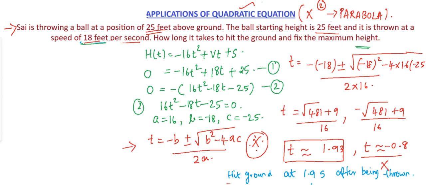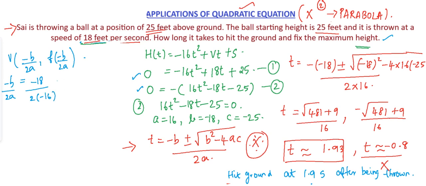The second question being asked here is to find the maximum height. Whenever you are asked to find the maximum height, immediately you need to find the vertex. The formula to find the vertex is minus b by 2a, comma, f of minus b by 2a. So let's solve this. Minus b by 2a. As I have told you already, you can either take up the first equation or the second equation and then proceed. I'm going to take the first equation here. So minus 18 divided by 2 into minus 16, which will give you 0.56. So minus b by 2a is 0.56.